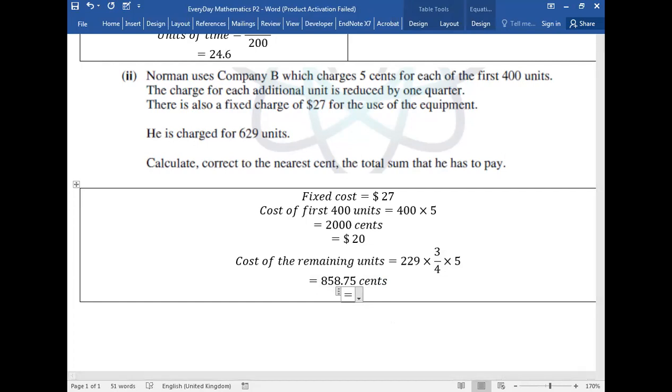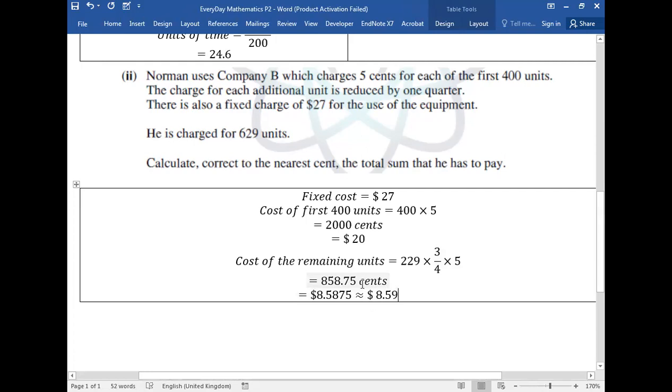divided by 100, convert it to the nearest cent. Now you do not need to round it off too early. You can say $8.59. Why? 5875, right? Converted, 8 I write first. 8.5875. Now if you round it off, the question says rounded off to the nearest cent. So that will be 8.59, $8.59.